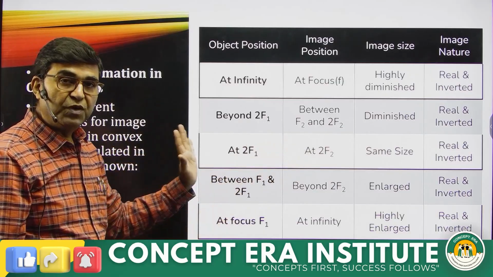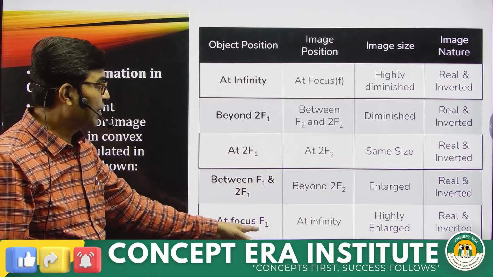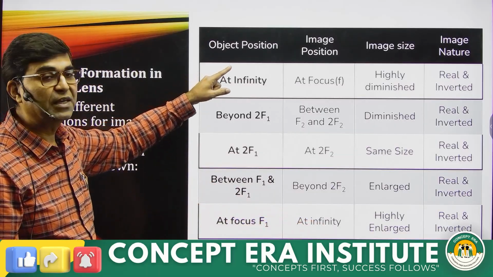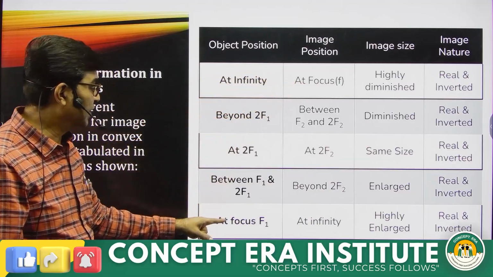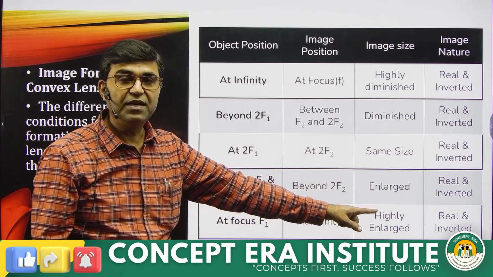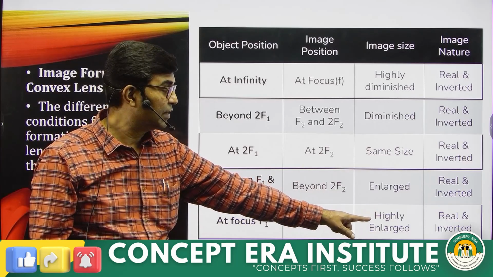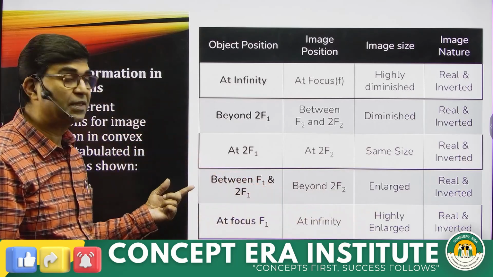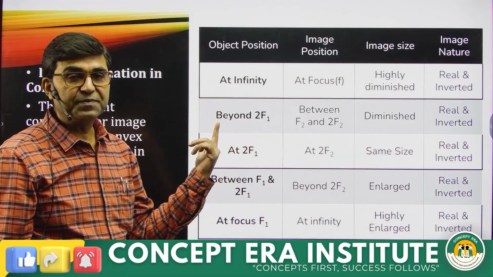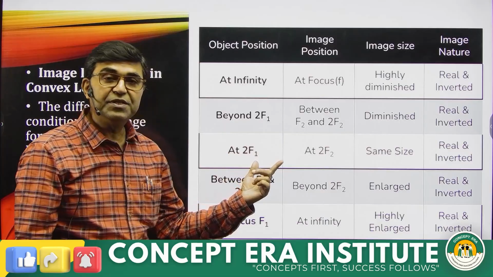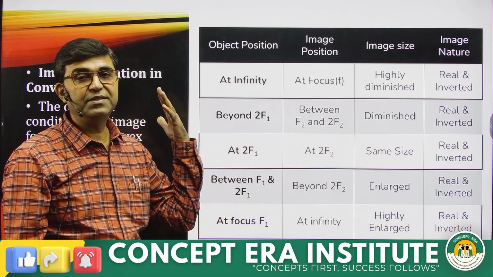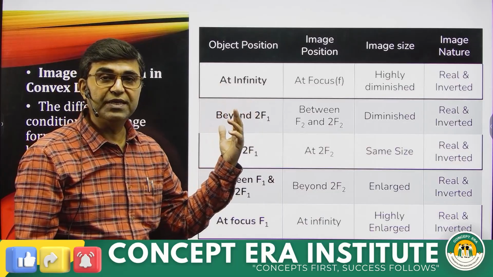Now, if object moves further closer and comes at focus, the image goes at infinity. This is the inverse case of the first. Object at infinity, image at focus. Object at focus, image at infinity. Highly enlarged, real and inverted. Now, if the object is moved further closer between focus and the optical center, then the image will not be real. It will be formed on the same side of the lens and will be virtual, erect and enlarged.